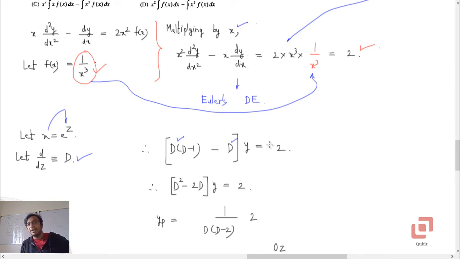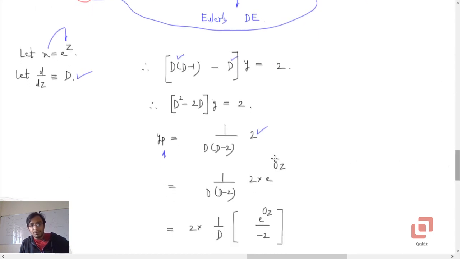Okay, we are not interested in finding the auxiliary equation and its roots, because the complementary function is not asked. So it will be D squared minus 2D on y equal to 2. So y_p, the particular integral, will be 1 upon D times (D minus 2) operating on 2. Now you have to write this 2 as 2 times e to the power 0z, which is going to help you, because now you can use the shortcut.